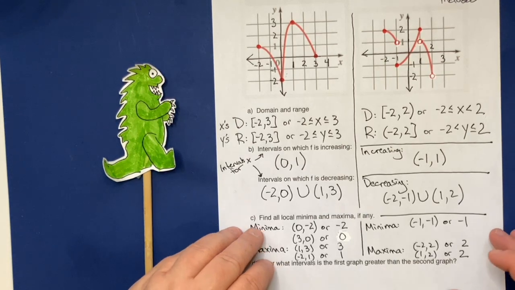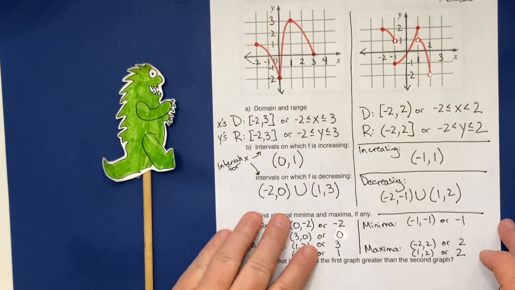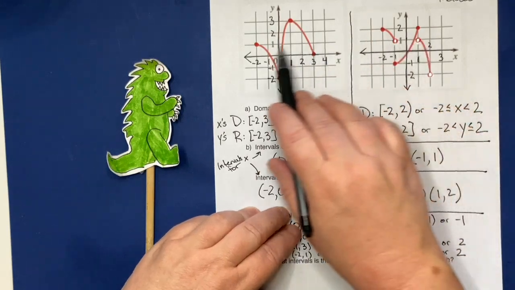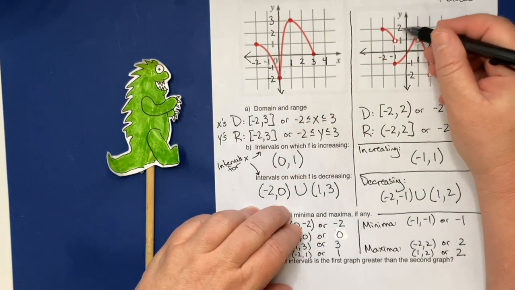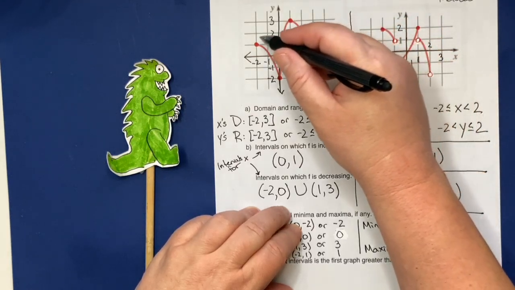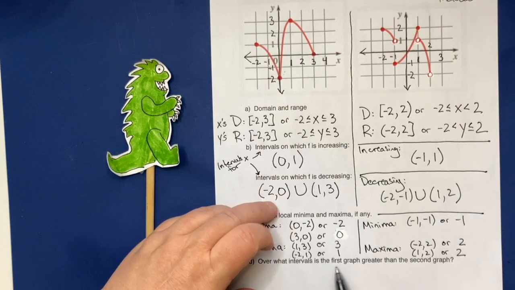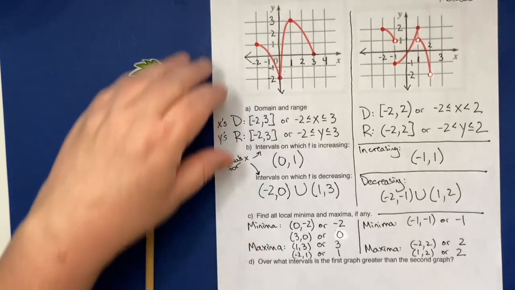Okay. Over what intervals is the first graph greater than the second graph? So I did try to line these up so they are generally comparative. You can kind of see this is where 2 is, and it mostly roughly aligns with where 2 is. So over what intervals is the first graph greater than the second graph?